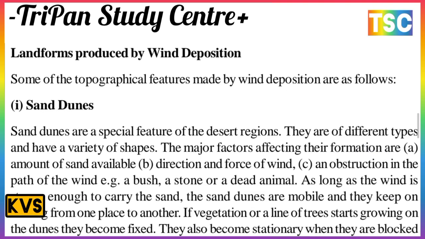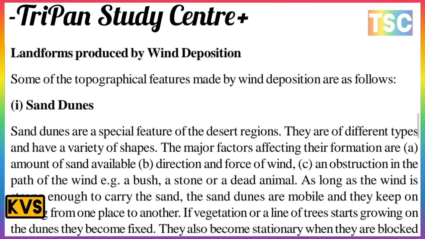Next, landforms produced by wind deposition. Some of the topographical features made by wind deposition are as follows. The first is sand dunes. Sand dunes are a special feature of the desert region. They are of different types and have a variety of shapes.